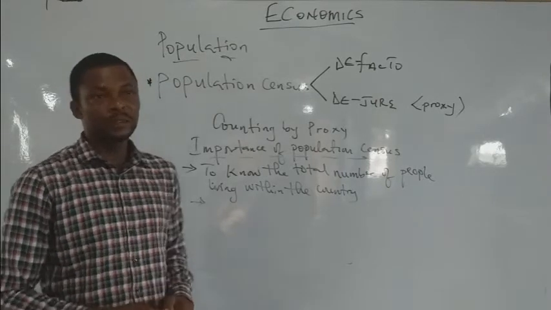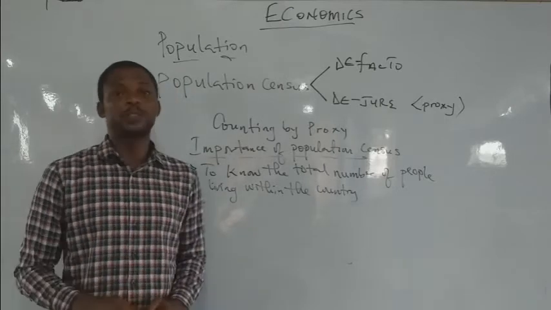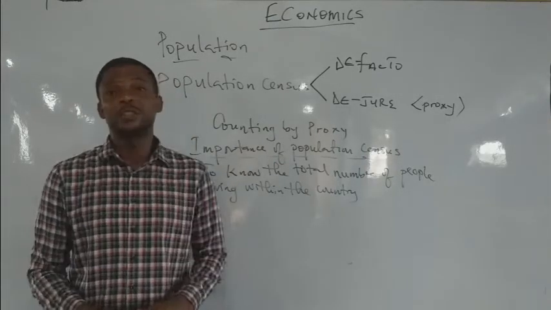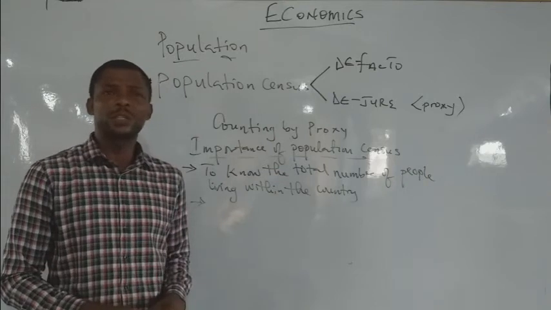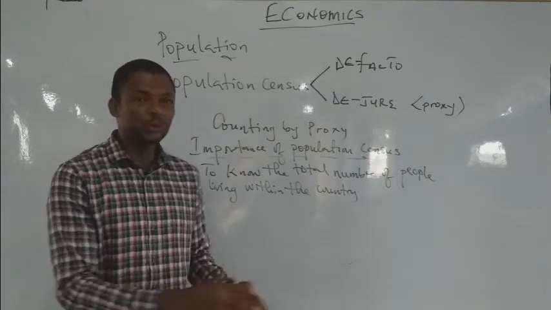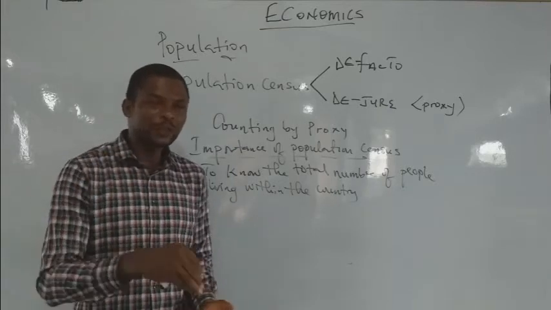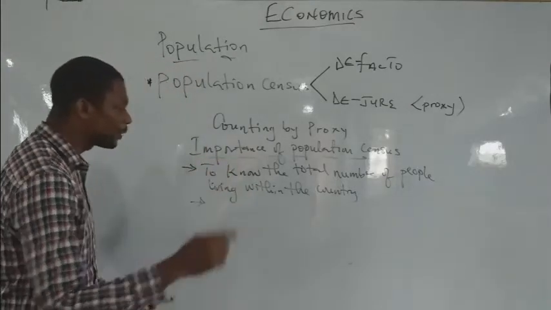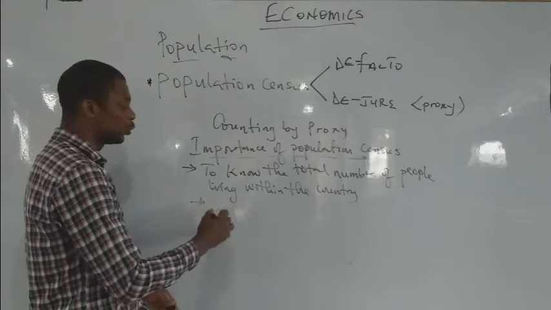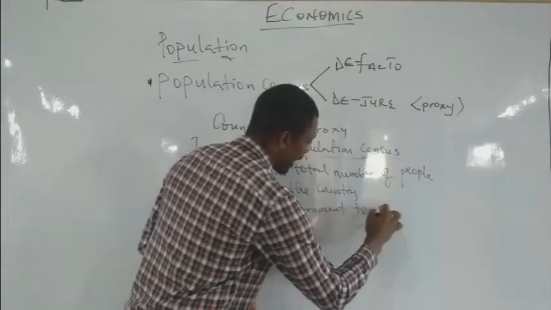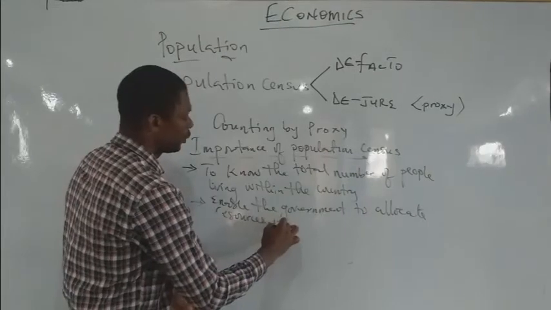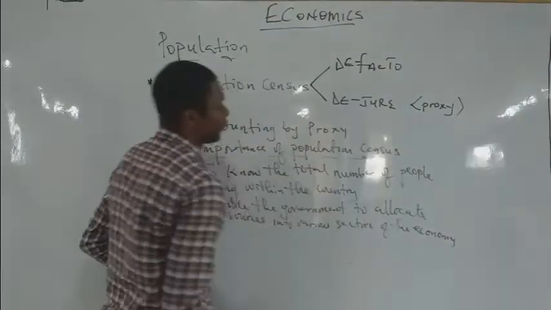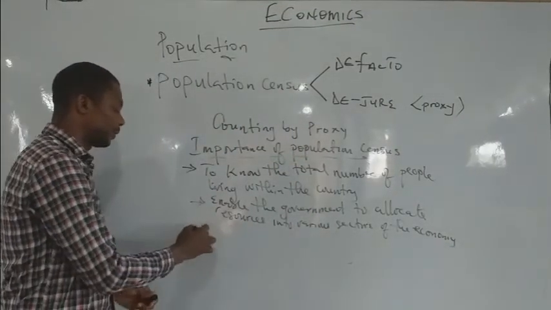As of 2006, when Nigeria took population census, there was a problem with Lagos State and Kano State. I think Lagos State was having 9.7 million, while Kano State was having about 10 million or thereabouts. And there was this issue between the state governments then. Why? Because they felt that the government was supposed to give more to Lagos. So the essence of population census is to enable the government to allocate resources into various sectors of the economy.